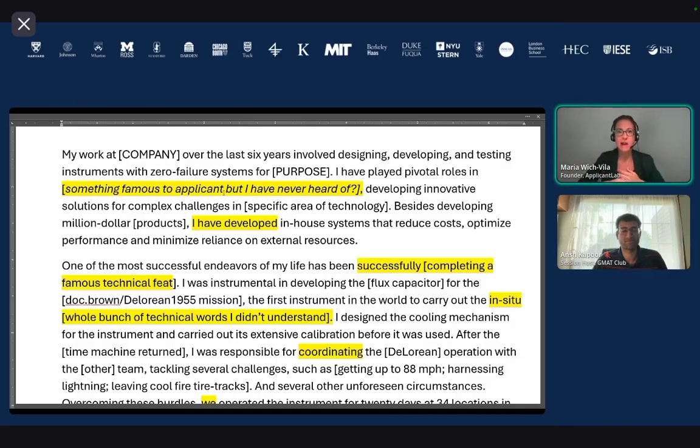But if you say, I was working on, I don't know, project 4627 under the domestic transportation code of whatever, like, no one's going to know it. Okay. So, developing innovative solutions for complex challenges in whatever this area of engineering is.